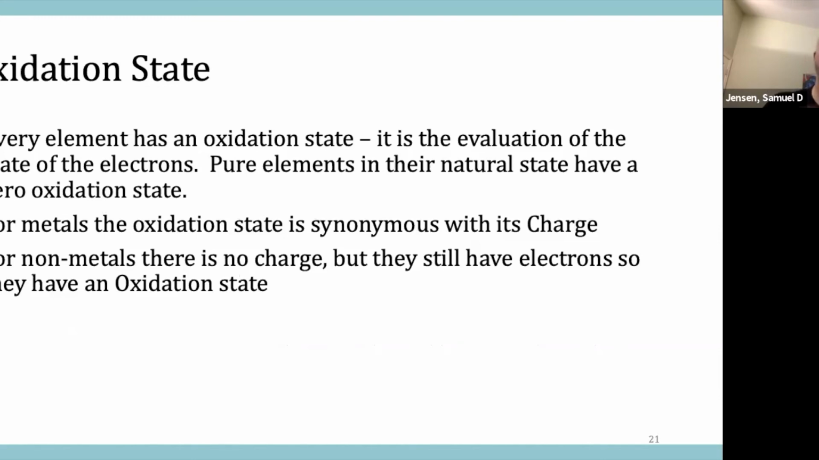I've been trying to wean over to talking about oxidation states rather than charges. They are definitionally pretty much the same. They are synonymous. Oxidation state is synonymous with the charge, but oxidation state is more of an umbrella term. So every element has an oxidation state, but not every element has a charge.